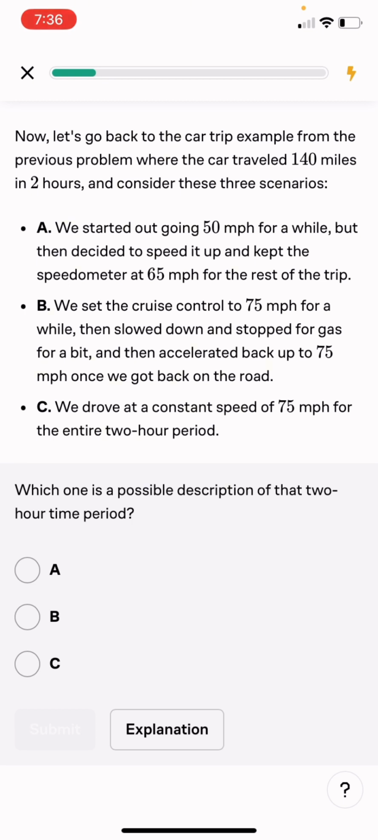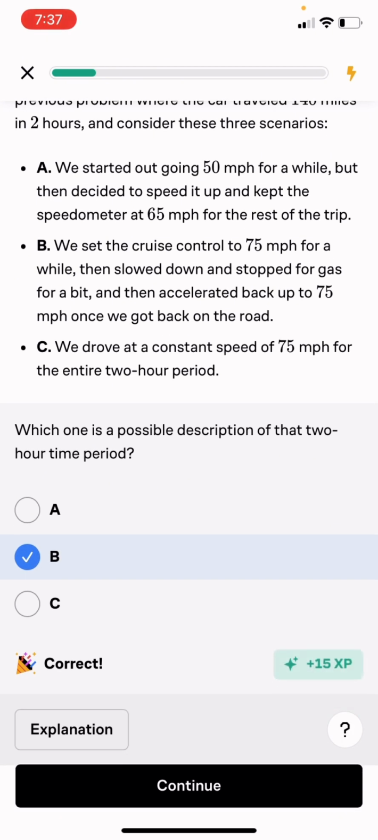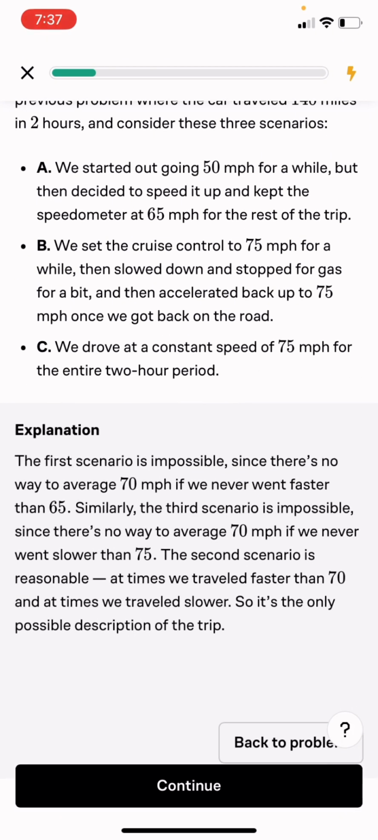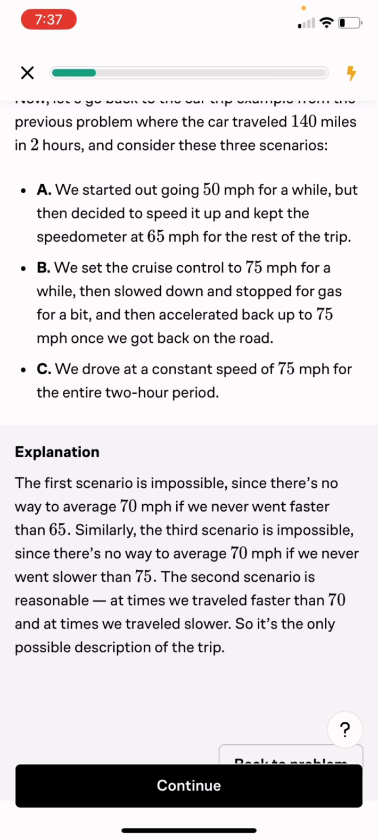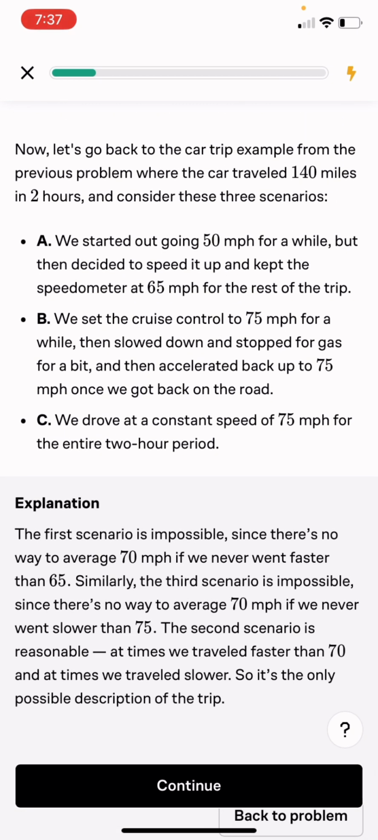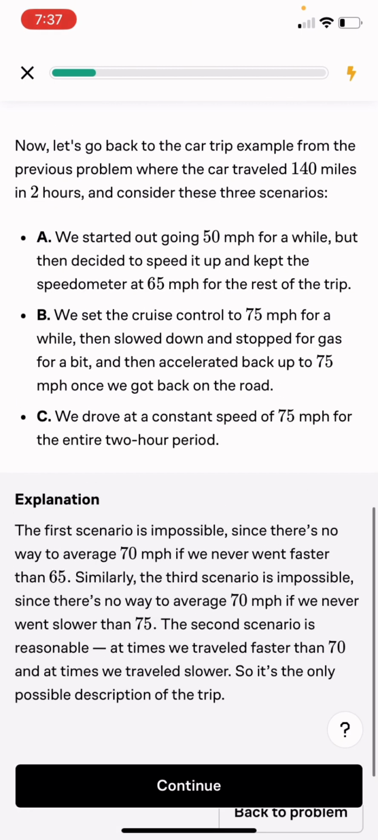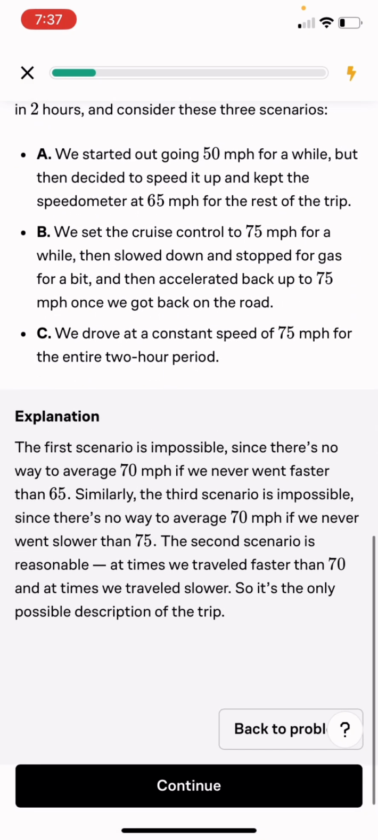The first scenario is impossible. There's no way to average 70 miles per hour if we never went faster than 65. Similarly, the third scenario is impossible since there's no way to average 70 miles per hour if we never went slower than 75. The second scenario is reasonable. At times we traveled faster than 70, and at times we traveled slower. So it's the only possible description of the trip.